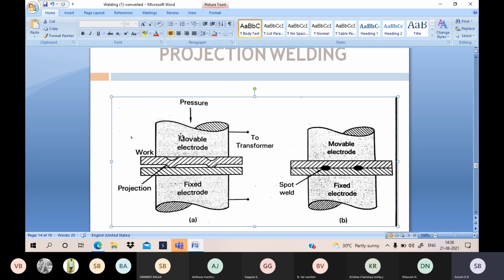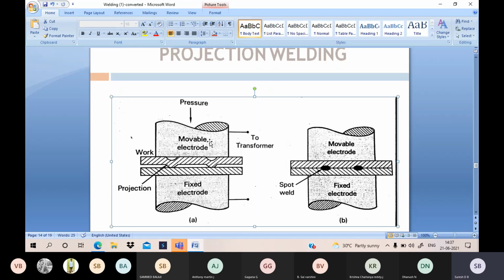Here also, both terminals are connected to the movable electrode as well as the fixed electrode. These electrodes are also non-consumable electrodes. They only act like a support. The movable electrode and fixed electrode act like a support, and we use only electrodes, no other materials.